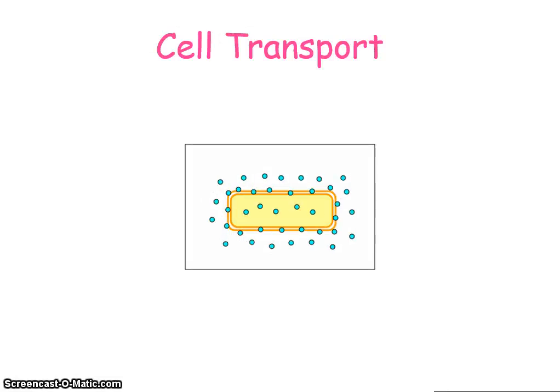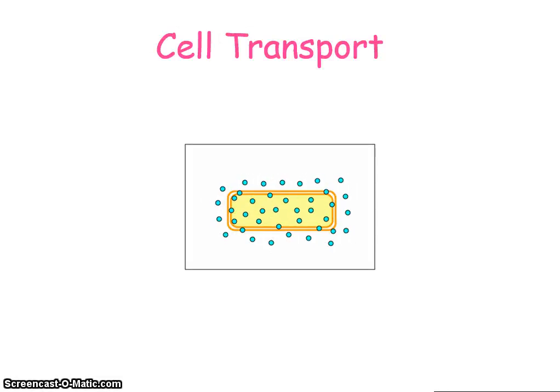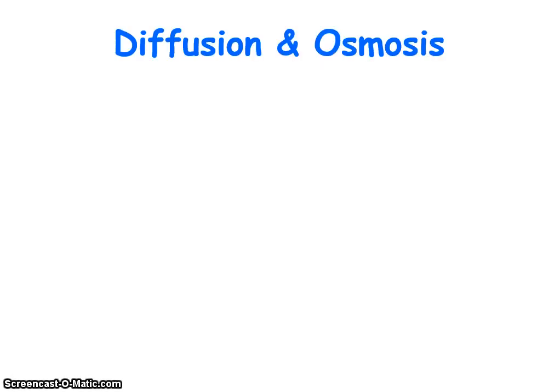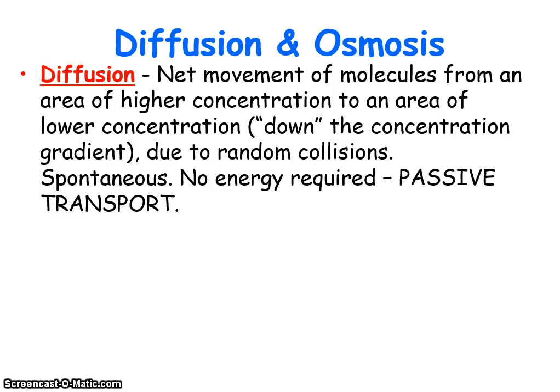Alright, this is part 2 from our membranes chapter, and in this section we're going to talk a little bit about transport across cell membranes. So we're going to start with the simplest, and then we're going to work our way towards some of the more difficult concepts. So the first one we're going to talk about is diffusion.